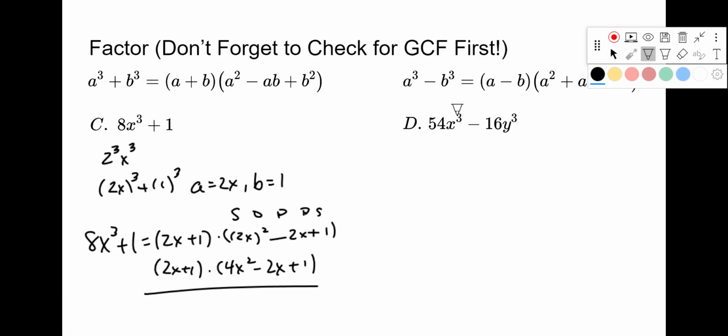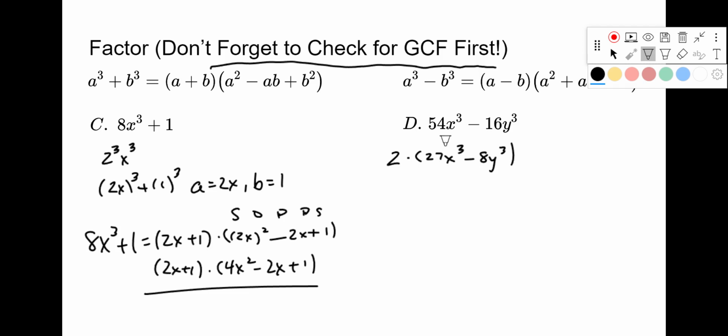And finally, let's look at letter D, 54x cubed minus 16y cubed. You might be looking at this and saying, 54? What cubed is 54? There's nothing cubed that gives me 54, and nothing cubed that gives me 16. But when you factor, you should never forget to check for a GCF first. There is a GCF between 54 and 16. It's just 2. We could take a 2 out as a GCF, and we'd be left with 27x cubed minus 8y cubed. Oh, that's what we're looking for.